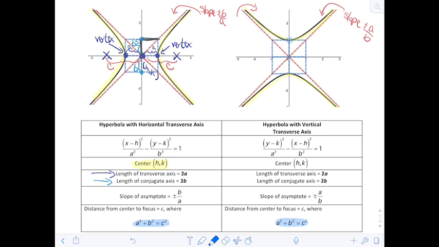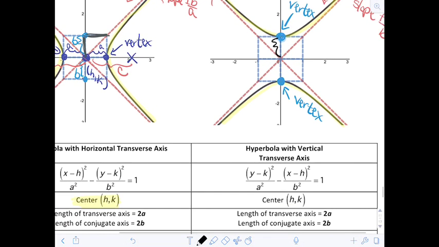Again, we have two vertices. So my vertices are going to be here and here. The vertices of each part of the hyperbola. So there's a vertex, and there is a vertex. Again, now our transverse axis is vertical, and the length from the vertex to the center is a in both directions. So that's why we can say the length of the transverse axis down here, fourth row down, is 2a.